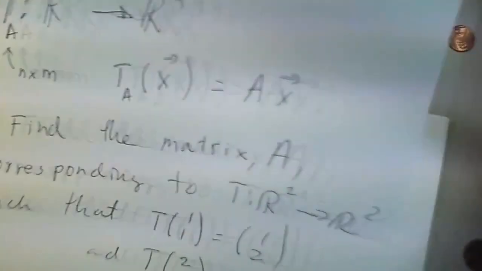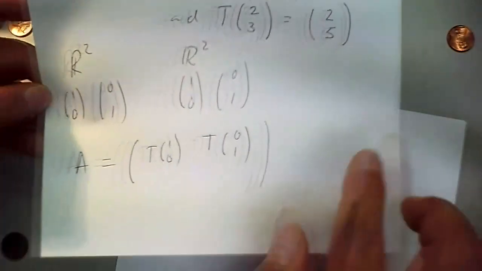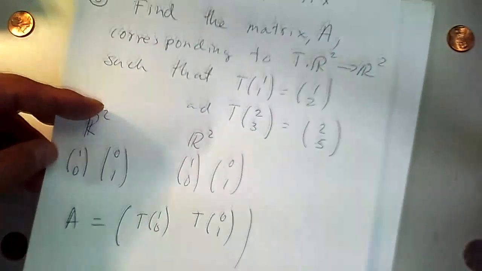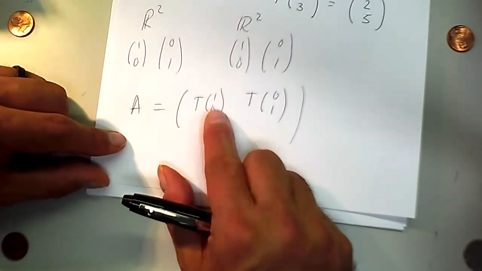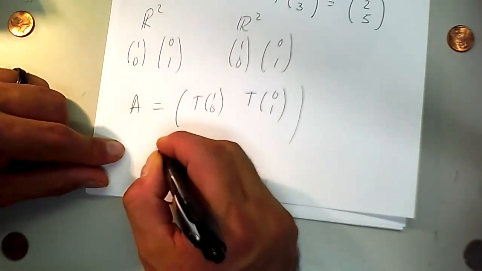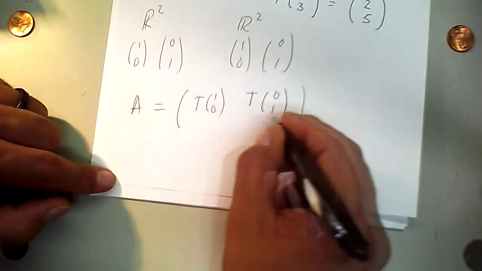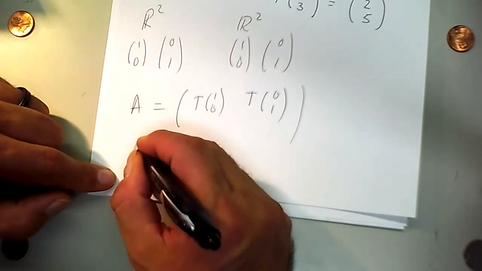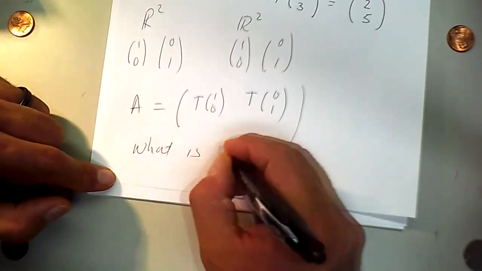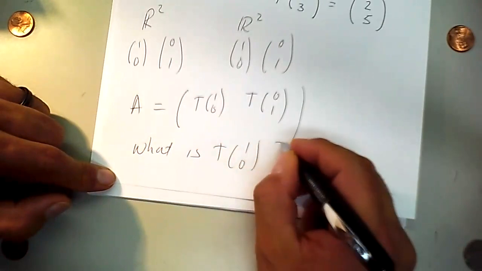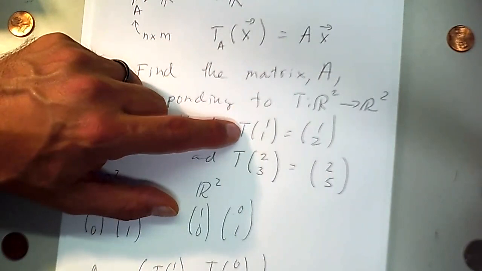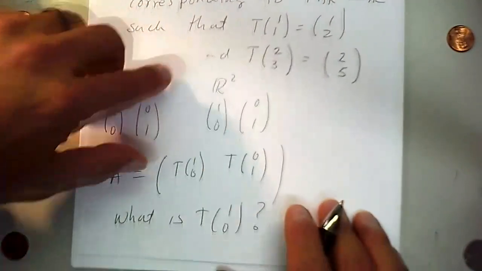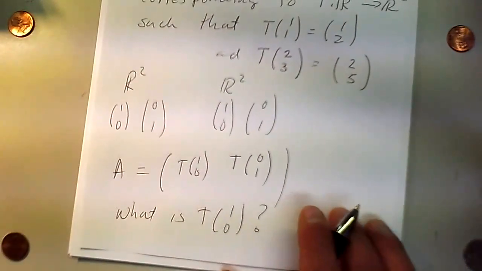Let's be a little more practical and actually figure out how we're going to do this. The next question we want to ask using this idea is, how do I find T of (1, 0)? We know what T of (1, 1) and T of (2, 3) are, but I don't know what T of (1, 0) is.